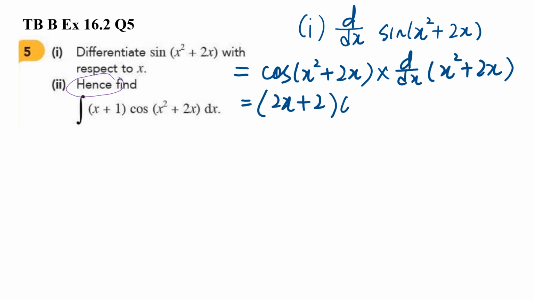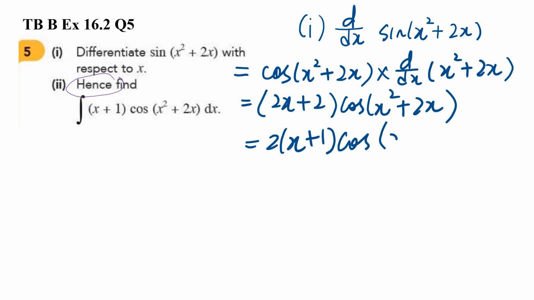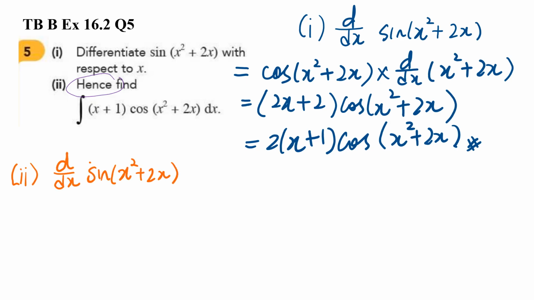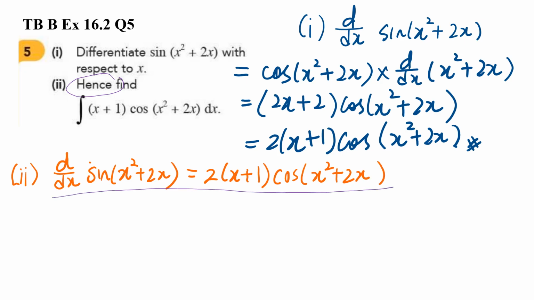So that will give you, and you can just factorize the 2 out. So that will give you 2 bracket x plus 1 times cos bracket x squared plus 2x. So this is the answer that we'll be using to do part 2. So for part 2, this is what you write down, because this is what you have got for part I. So you start with what you have found for part I.